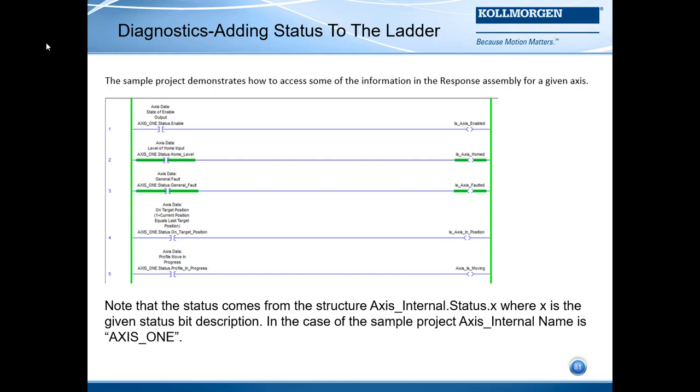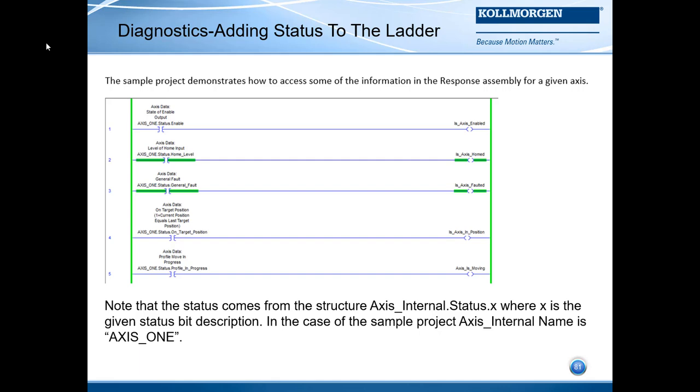Note that the status comes from the structure axis_internal.status.x, where x is the given status bit description. In the case of the sample project, axis_internal name is axis_1. And if you look, for example, in rung 3 above, the axis_1.status.general fault is taken from the structure.